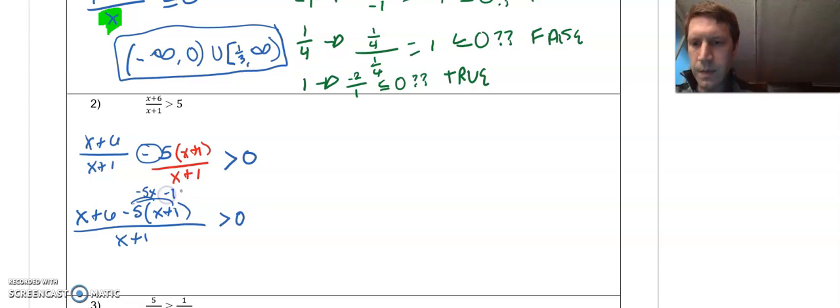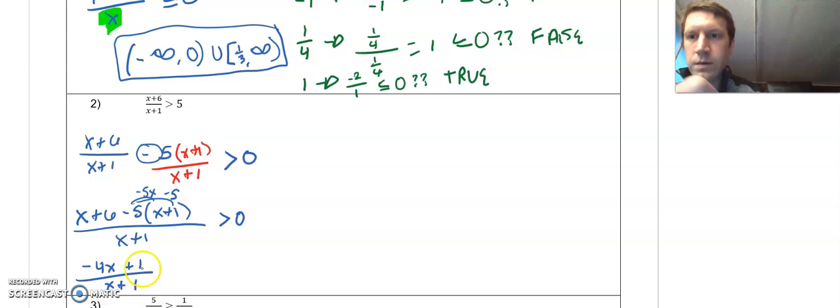Now I can distribute: -5x minus 5. And let's combine. So x minus 5x is -4x. 6 minus 5, positive 1, over x + 1.